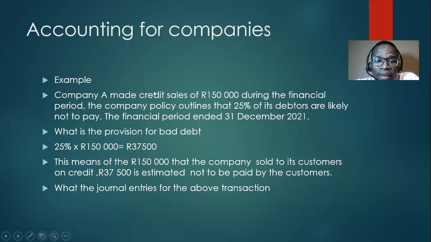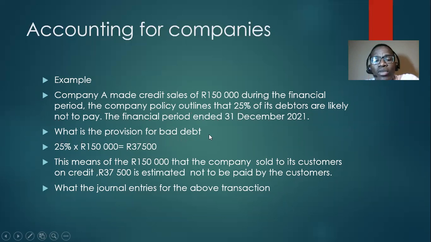Say a company made credit sales of about 150,000 during the year, during the financial period, right? Then the company policy outlines that 25% of its debtors are likely not to pay. Then the financial period ended 31 December 2021, right? Then we are told, what is the provision for bad debt?